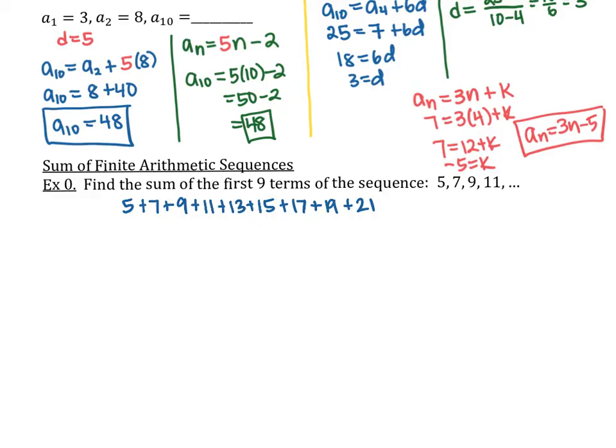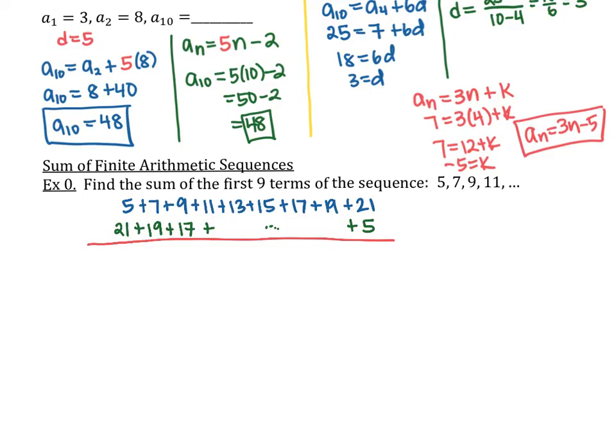Okay, so the way they come up with this formula is I'm going to rewrite the exact same sequence below it in the opposite order. So instead of 5 plus 7 plus and so on, I'm going to do 21 plus 19 plus 17 plus and so on, down to the 5. Okay, now why did I do that? Okay, now I'm going to add these together. It's going to give me the answer times 2 because I am adding it twice. Okay, but it's going to turn out nicer.